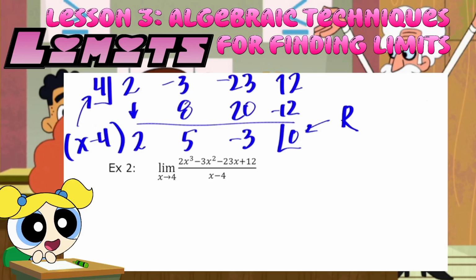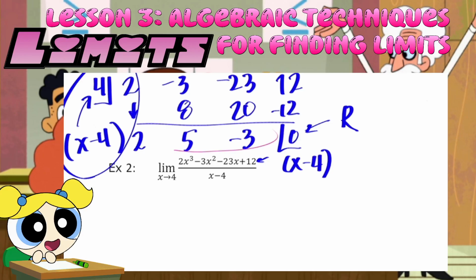Right? Now, why is this a double whammy? Not only did I find out it makes my numerator equal 0, but I also basically already factored. What do you mean you already factored? I'll tell you what I mean. We just said that the 4 in the box means 1 factor. We're dividing by x minus 4, so that's 1 factor.